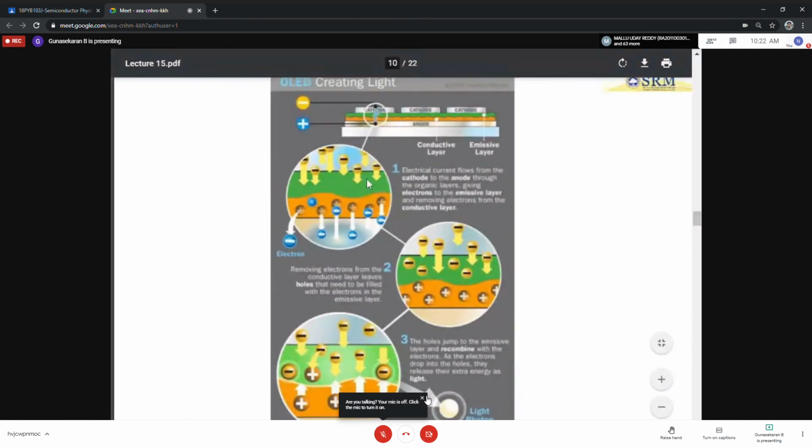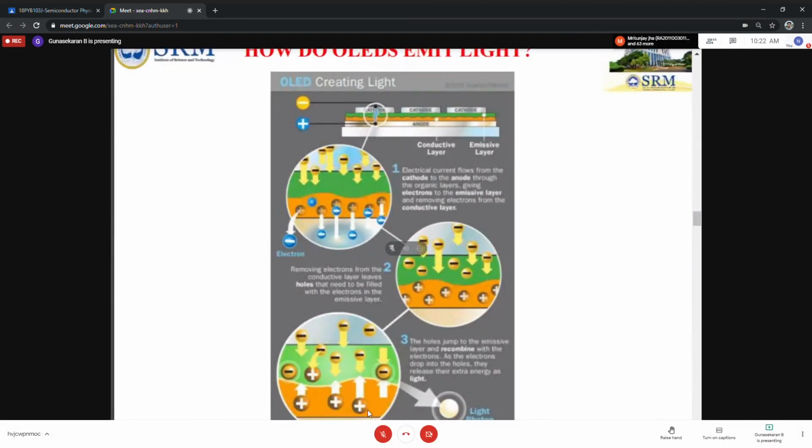Okay, see the second one: at the same time, the anode removes the electrons from the conductive layer. So what is the meaning of removing the electrons? Once the electrons are removed, what is created? Holes are created. So an equal number of electrons and holes are generated now.